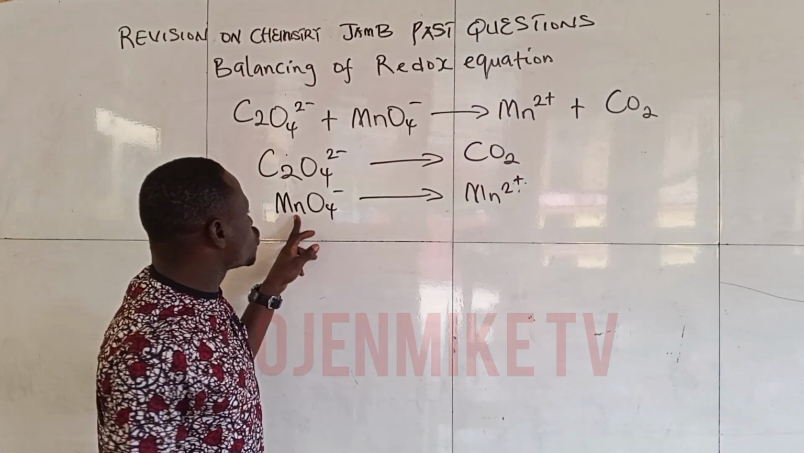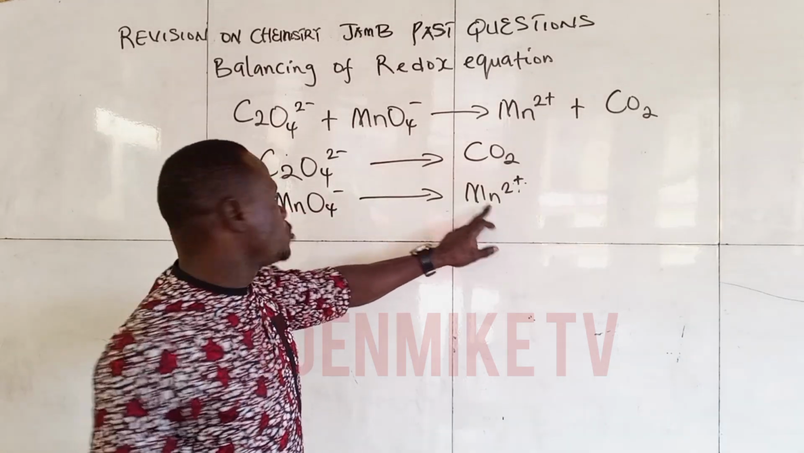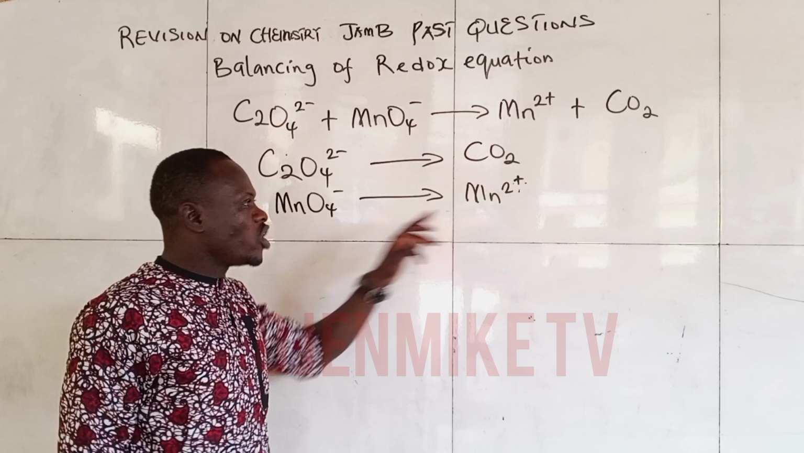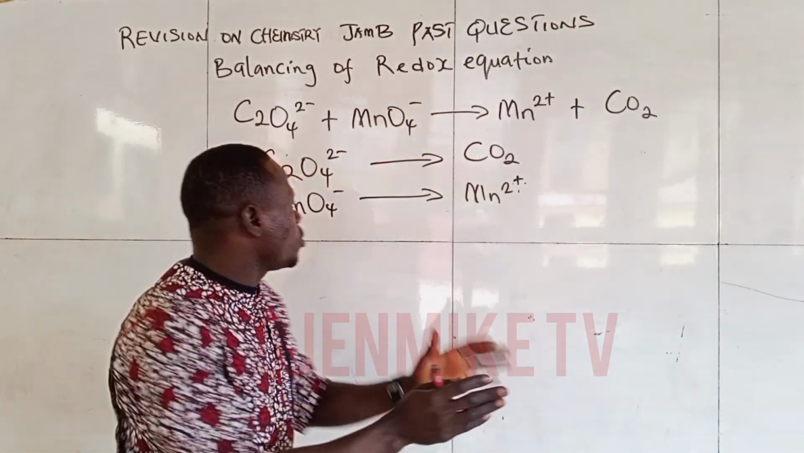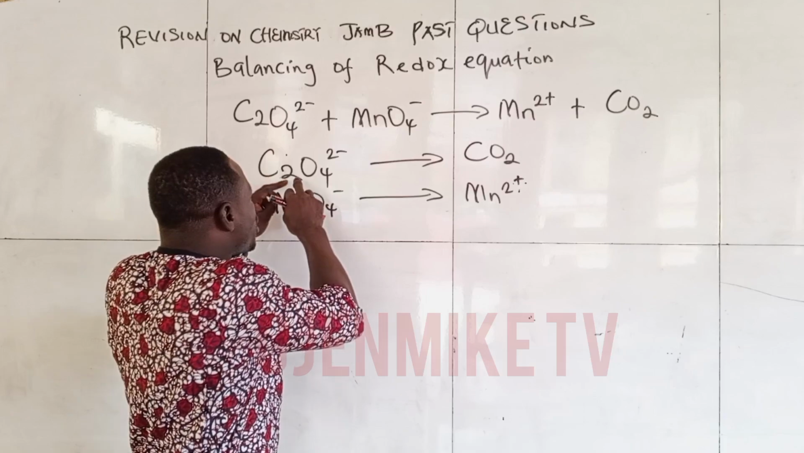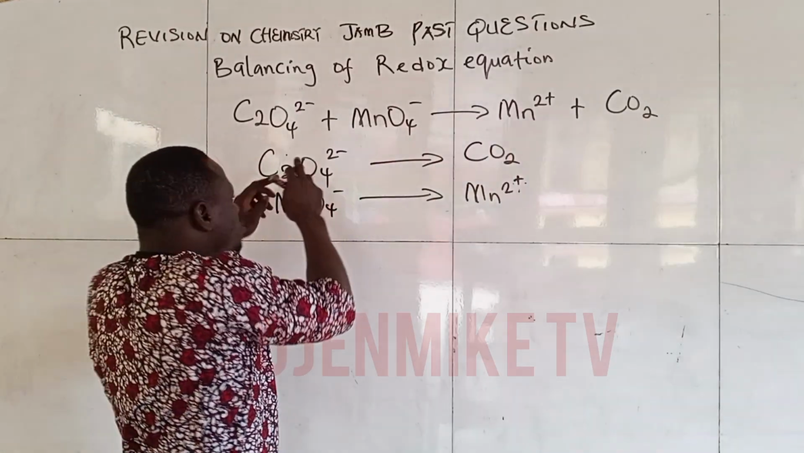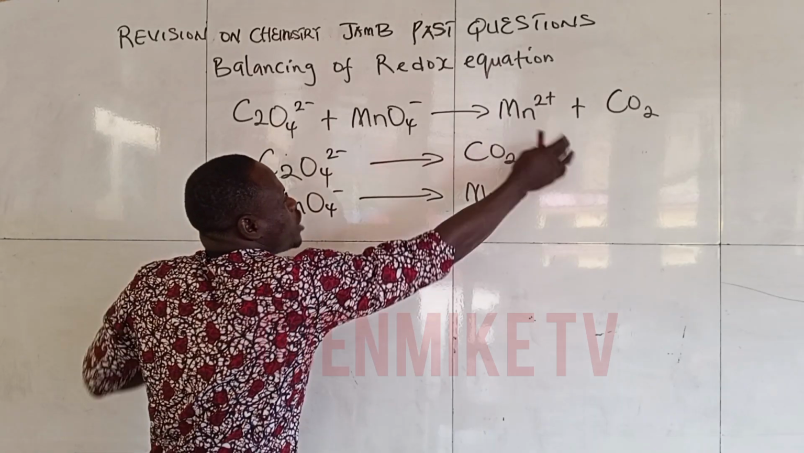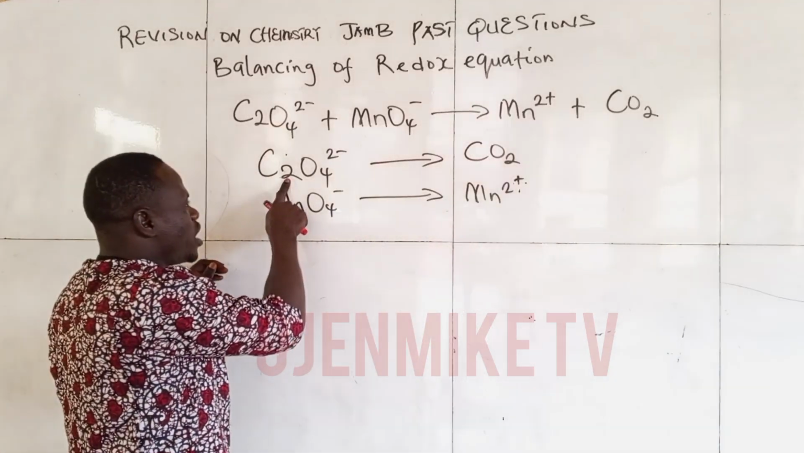Likewise, manganese here is 1. Manganese here is 1. Manganese is balanced. Oxygen here is 4, and here we don't have oxygen. So whatever is in the reactant must be in the product. So the product must be the same as the reactant. Remember, we have 2 molecules here and 1 molecule here.